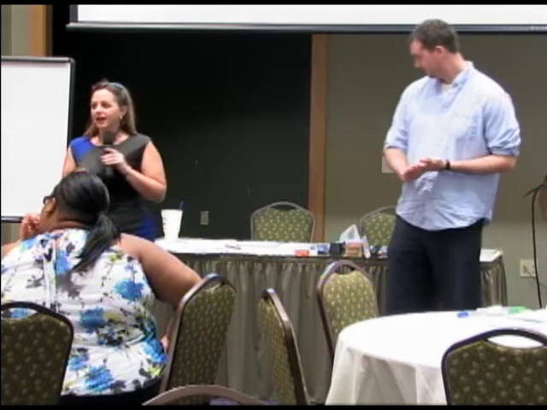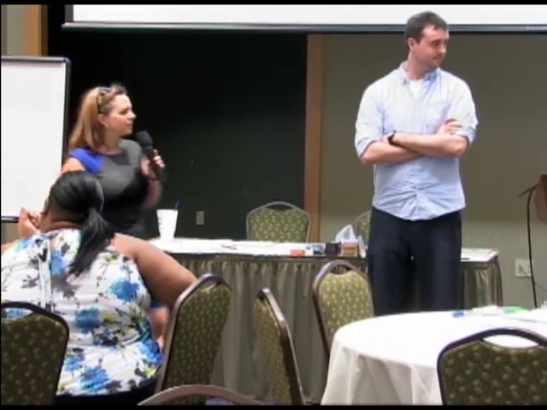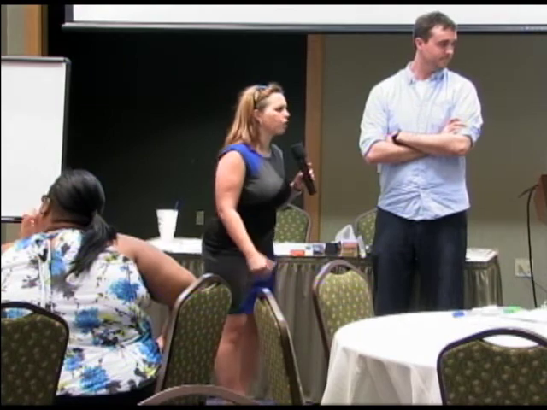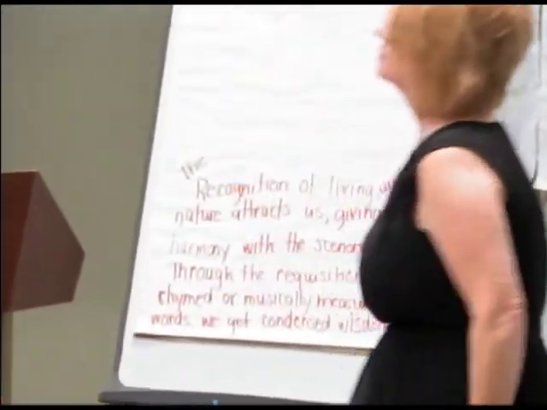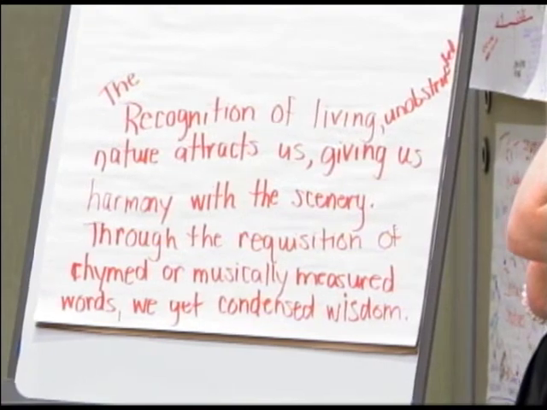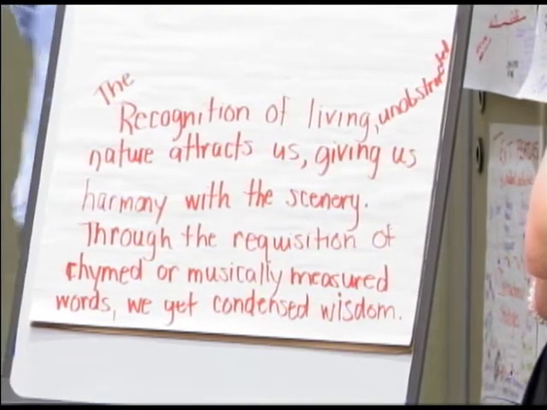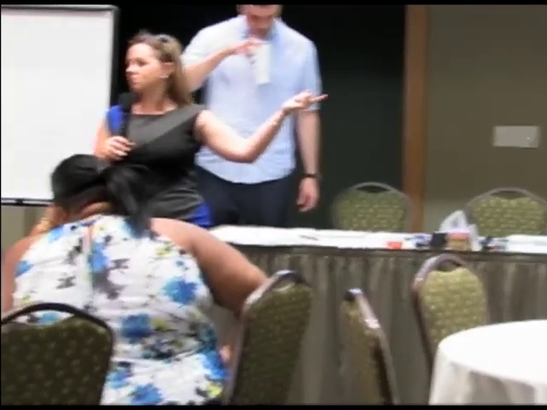Okay, see, this is the fun part. You took these paragraphs, and out of that, this is what you got. The recognition of living, unobstructed nature attracts us, giving us harmony with the scenery. Through the requisition of rhymed or musically measured words, we get condensed wisdom. That's exactly what that passage is saying. This is why students like this strategy, because they can take something that's really complex, and as long as they know that they can underline 7 words or phrases and then formulate a sentence or a group of sentences, it makes it more understandable.